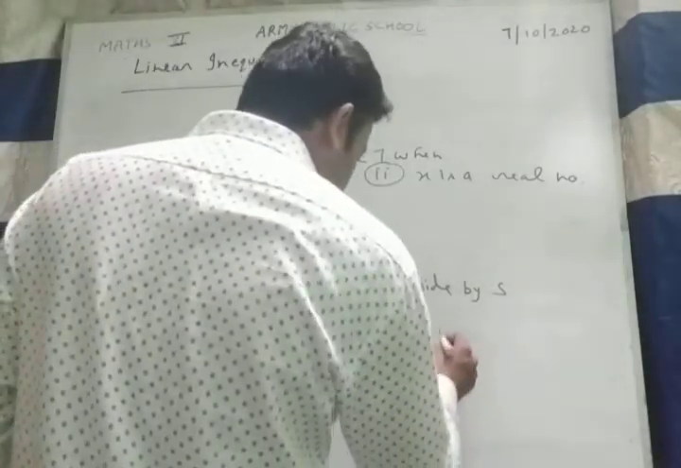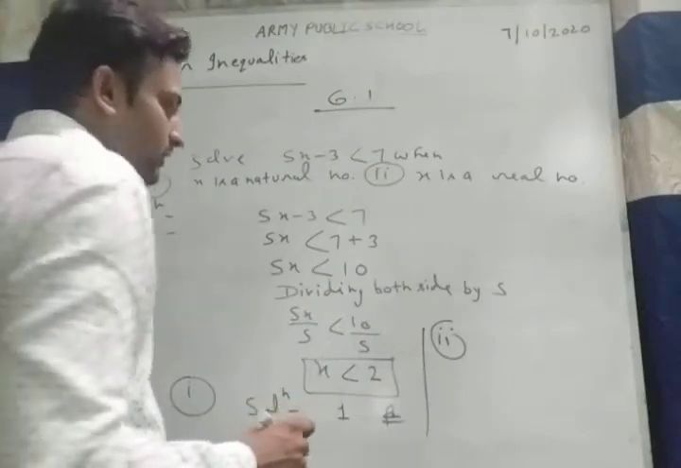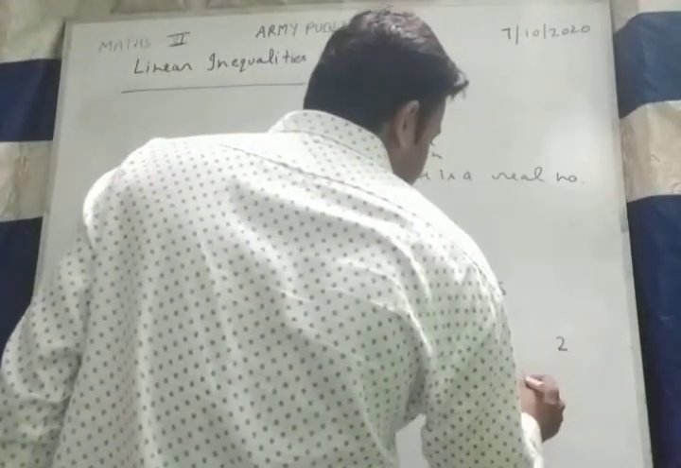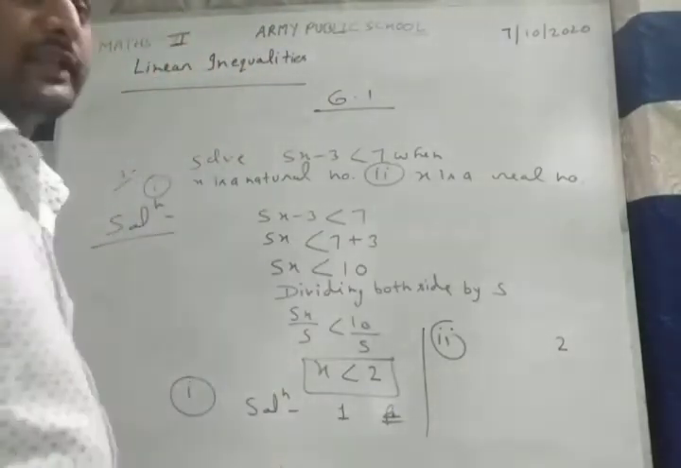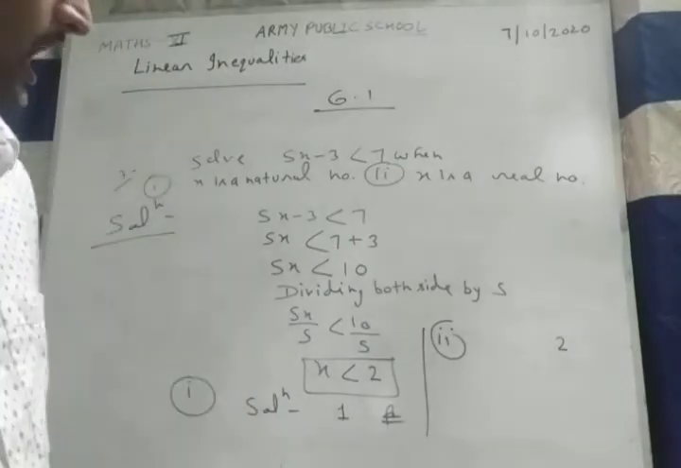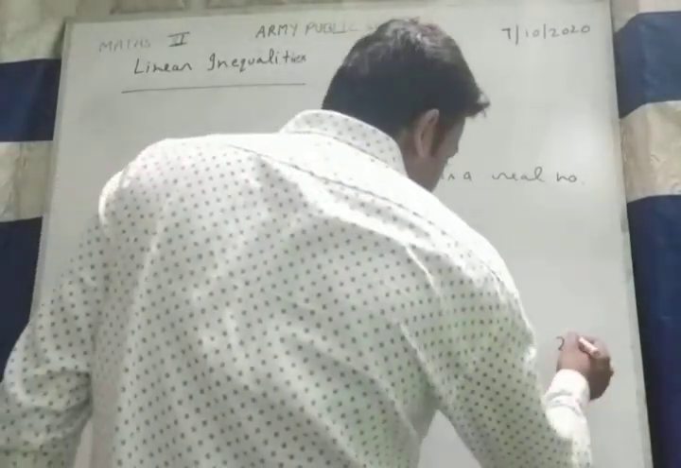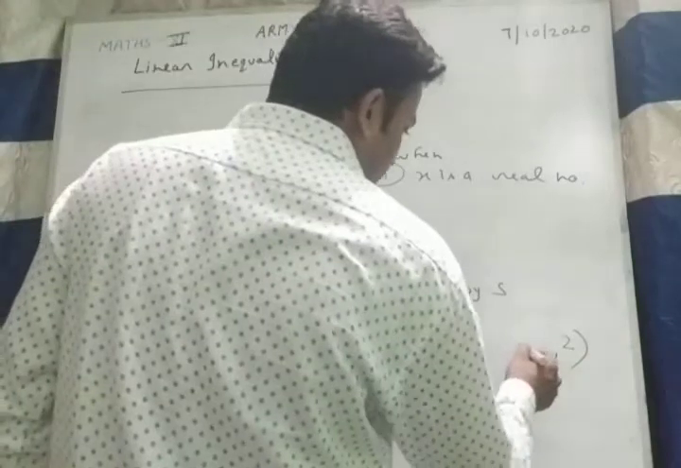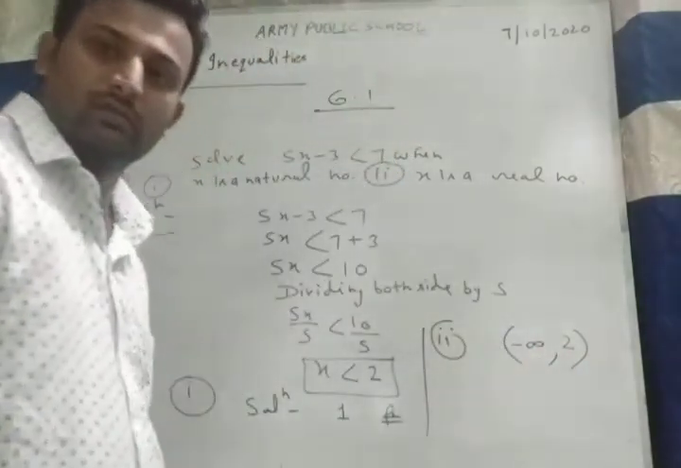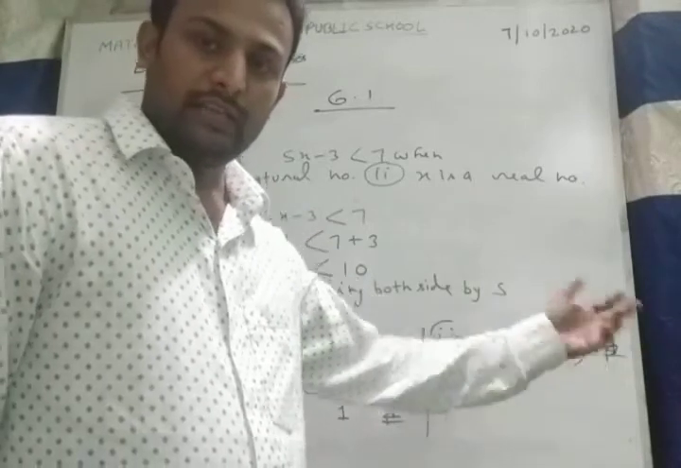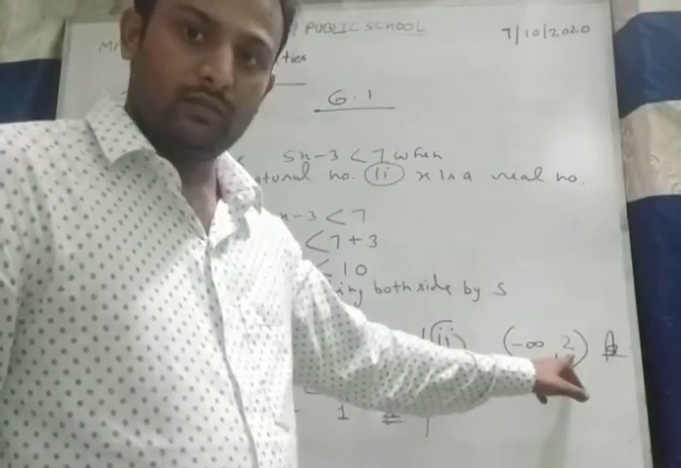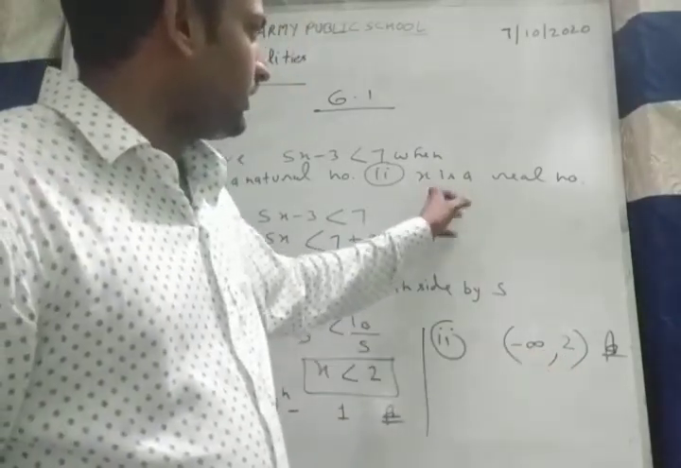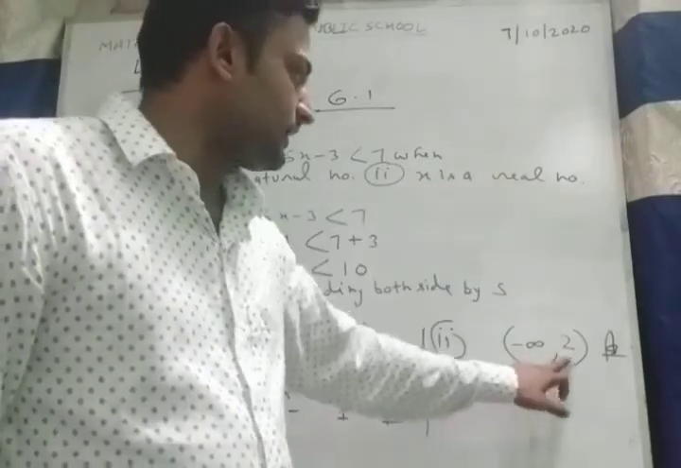Now second, x is a real number. What will be a real number? Real number is defined from minus infinity to plus infinity. So all the values less than 2, so we can write the open interval 2, comma, minus infinity. Okay, this will be the solution. Because 2 is not included, all the numbers less than 2 are our solution for the second. x is a real number which is less than 2.